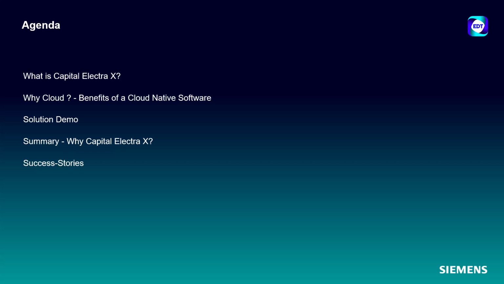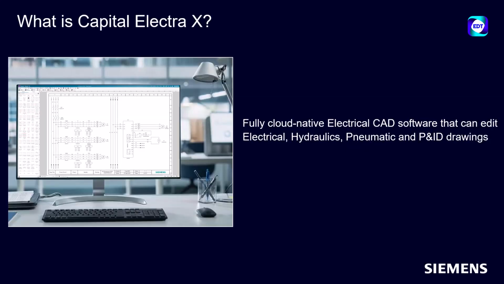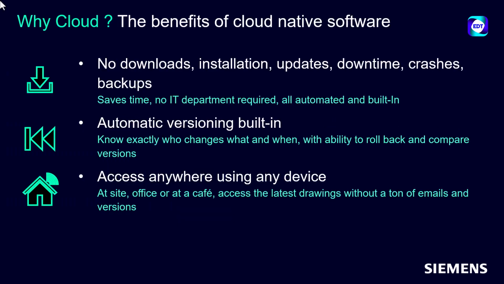and achieve remarkable results. Capital ElectraX is the ultimate cloud-native CAD software. It can seamlessly edit electrical, hydraulic, pneumatic, and P&ID drawings in a single platform, revolutionizing your design workflow with unmatched efficiency and precision. Now, let's explore the transformative benefits of adopting a cloud-native approach.